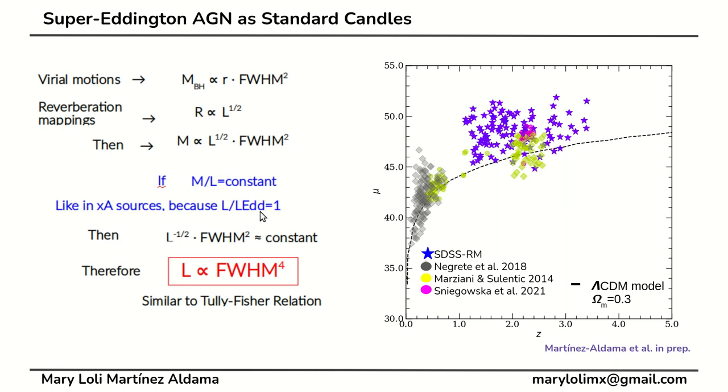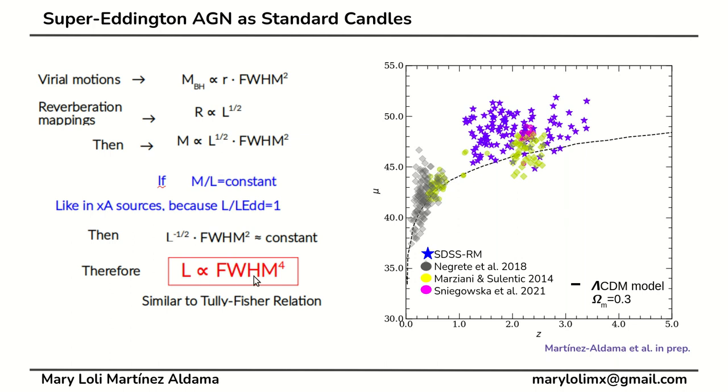So if we take this consideration, we will get that the luminosity will be a function of the full width of the line, and this relation, at least this exponent, is really similar and reminds us of the Tully-Fisher relation. Of course, here we have to apply a correction because the width of the line is really affected by this. But if we apply this, we can get the luminosity only knowing the width of the line.